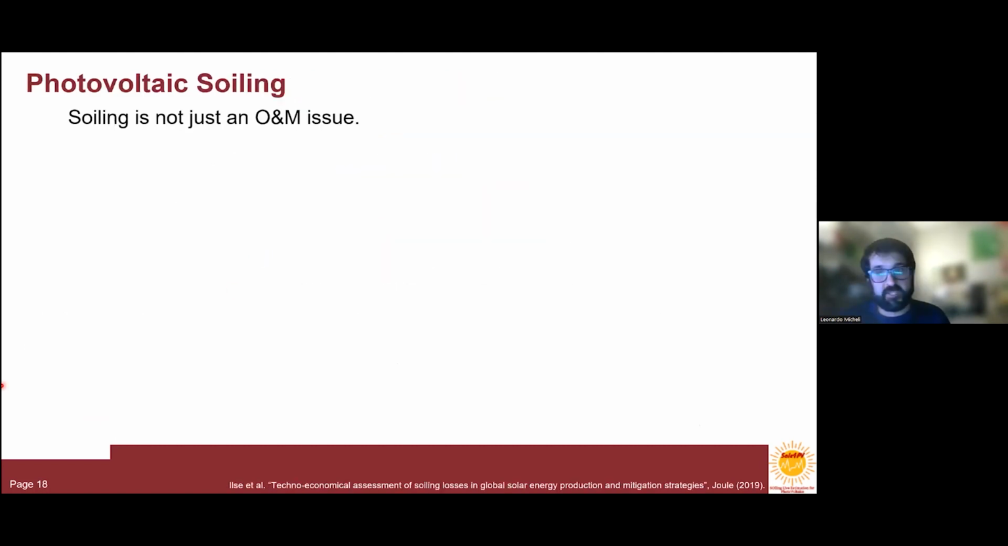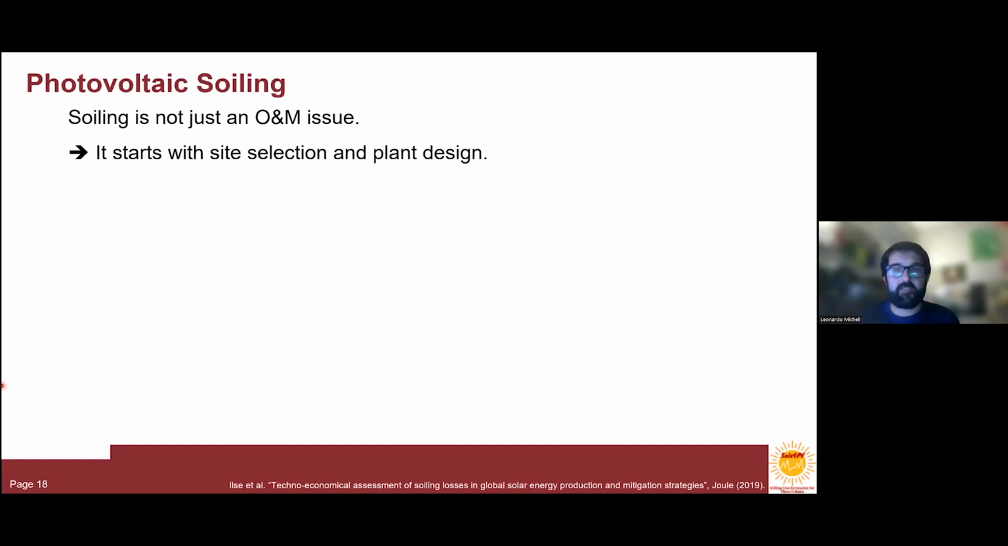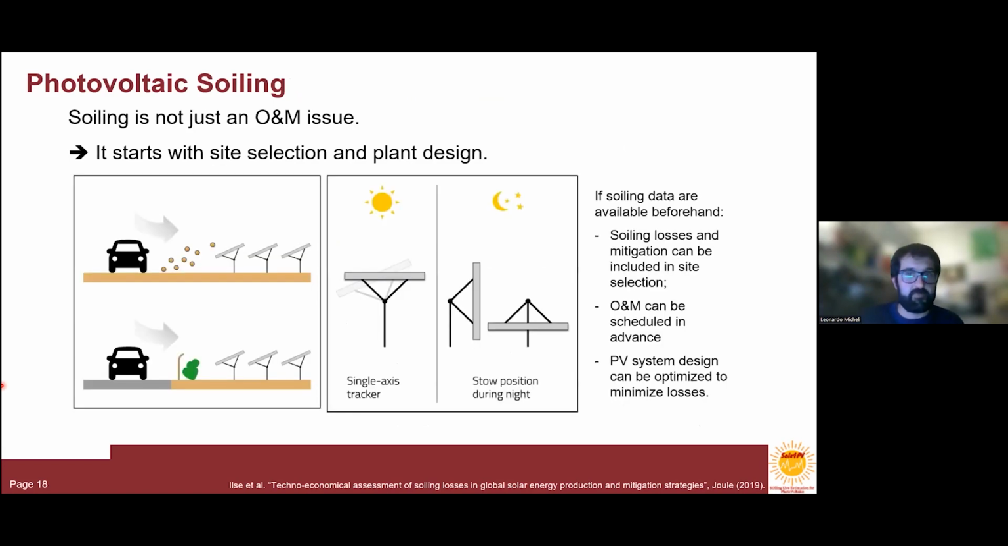However, soiling is not just an O&M issue. I already mentioned that. I'm going to stress it again. Indeed, it can start with the site selection and design of the plant, for example. Imagine you have a PV system installed in an area where you don't have paved roads. Every time you have a vehicle running by, it will be suspending dust on your PV system. So you can do some simple stuff like paving the road, building barriers, or planting trees to try to limit the dust that will be transported from the road onto your PV panels.